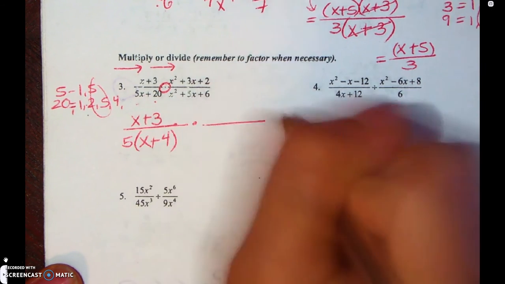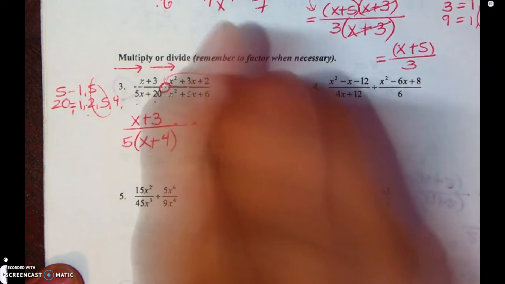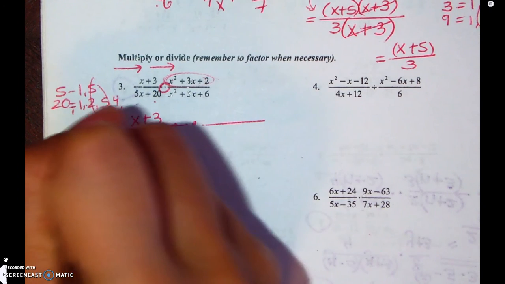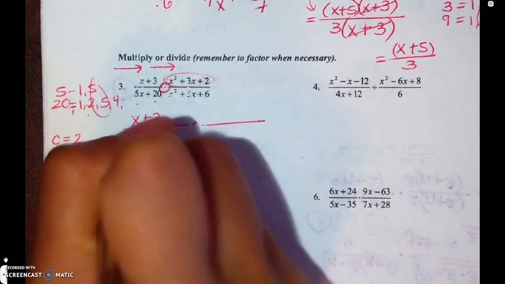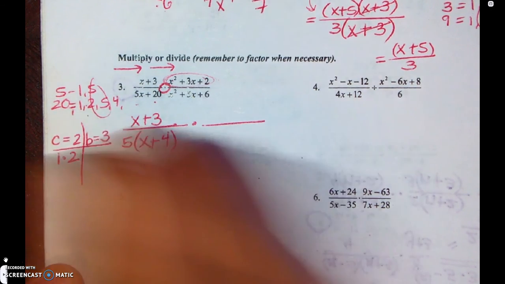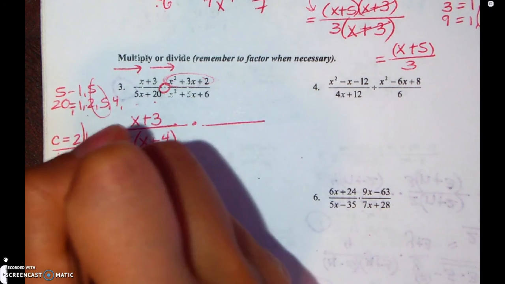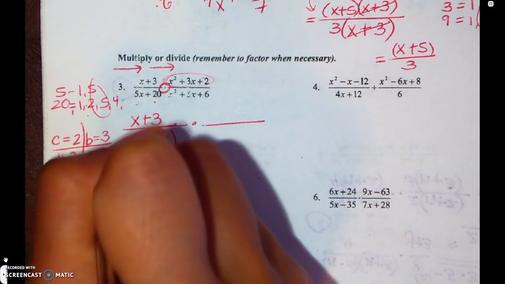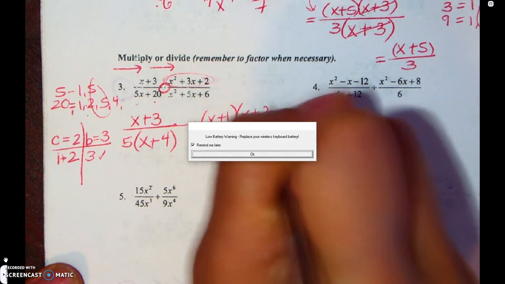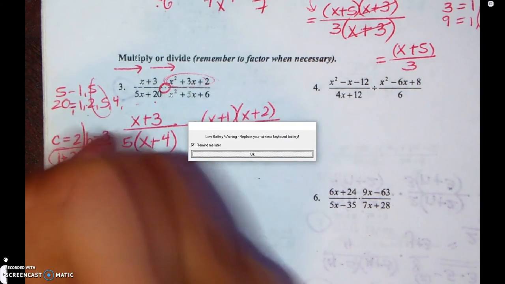Then I'm going to do a CB table for this one. The CB table says, what are the factors of 2 that add up to 3? That makes our life easy. 1 times 2 is 2, and 1 plus 2 is 3. So my factors are x plus 1 and x plus 2.